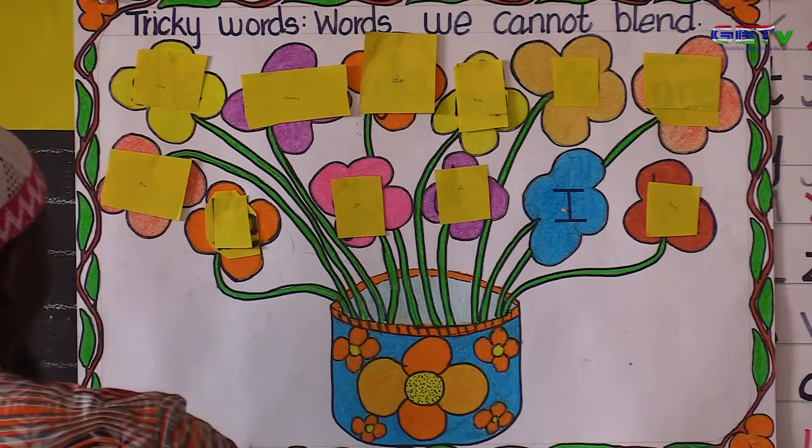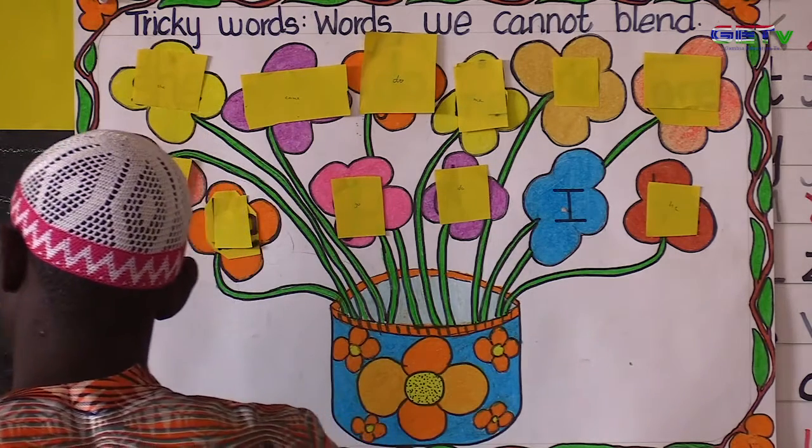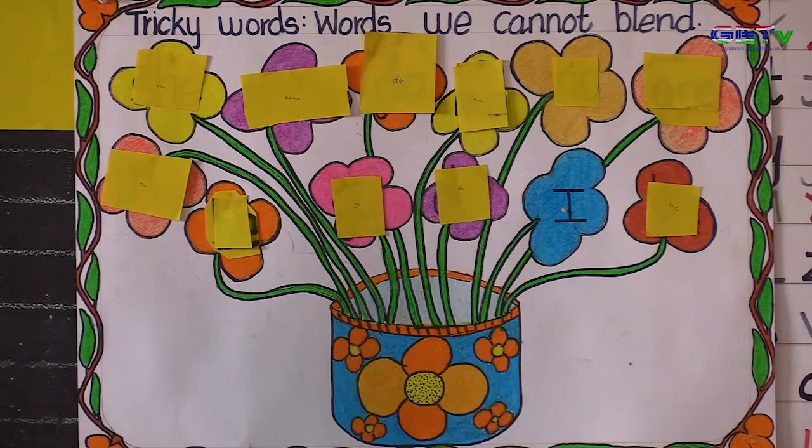The second one is do. Spell do, D-O, D-O, do.